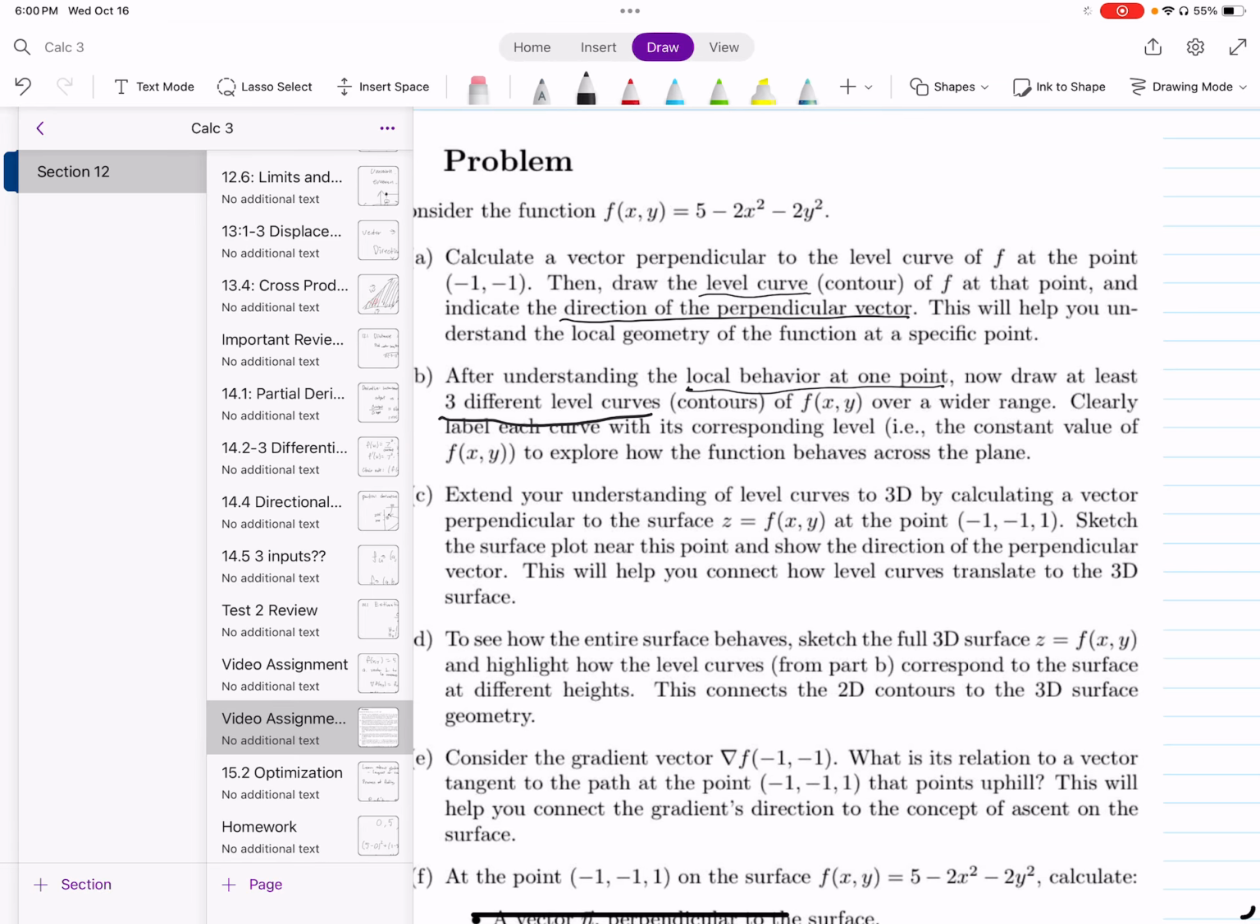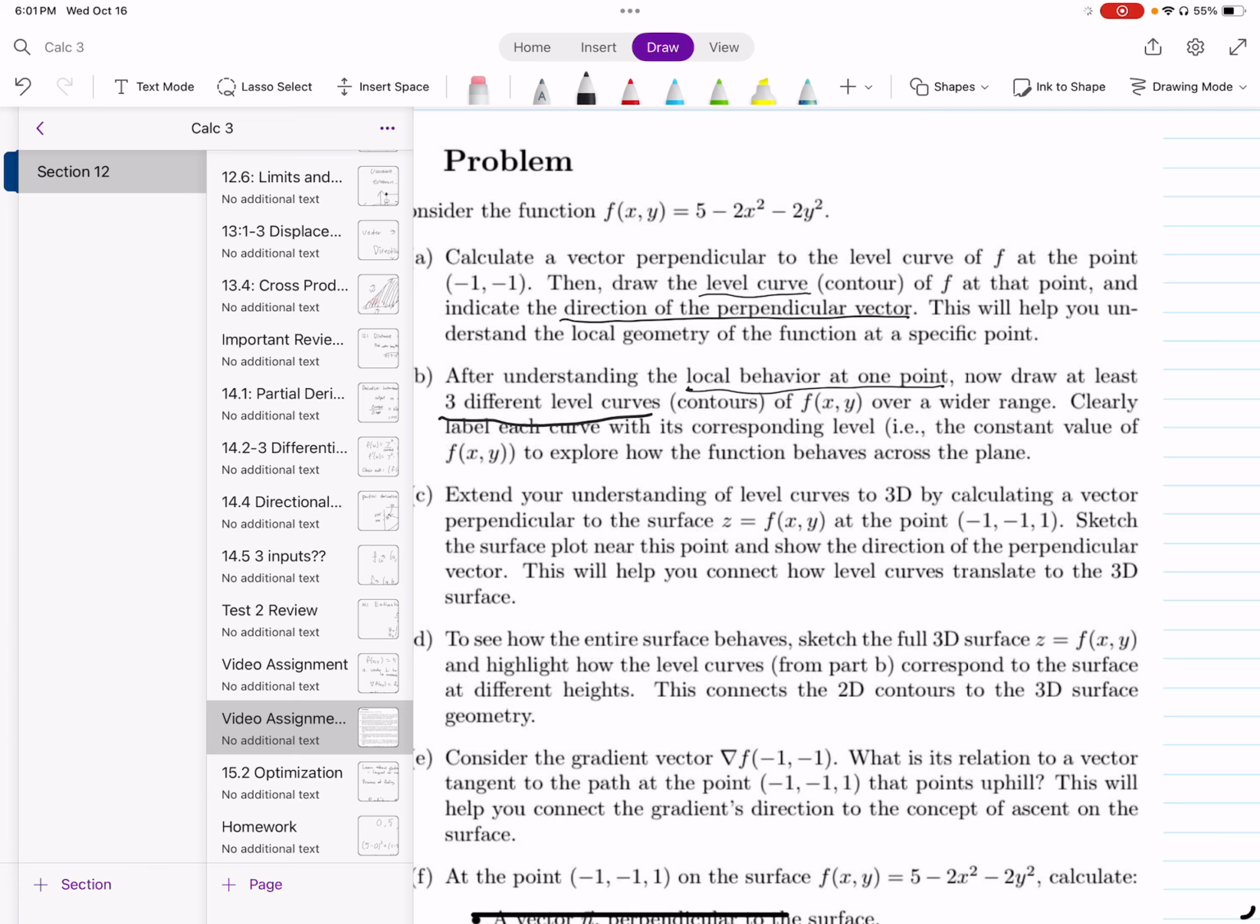The next problem wants us to calculate a vector perpendicular to the surface, z equals f of x and y, at the point -1, -1, 1. Sketch the surface plot near this point and show the direction of the perpendicular vector. This will help you connect how level curves translate to the 3D surface. Okay, so for this, we will be finding the same perpendicular vector as we did in the first. However, it will be in 3D.